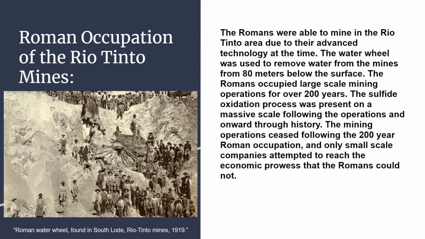The sulphide oxidation process was present on a massive scale following the operations by the Romans and onward through history until 2001. The mining operation ceased following the 200-year Roman occupation, and only small-scale companies attempted to reach economic prowess that the Romans could not through the mining.